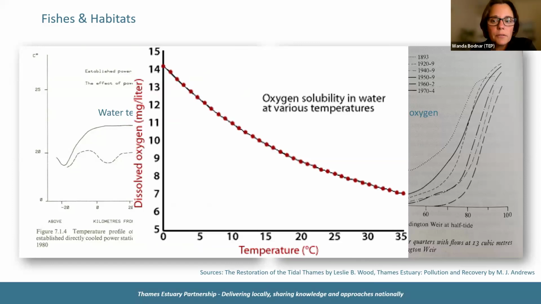One of the main sources of this rise in water temperatures were the power stations along the estuary. When power stations were functioning, they would take on water to cool their equipment, and that heavily heated water would then be discharged back into the Thames, causing this temperature rise.